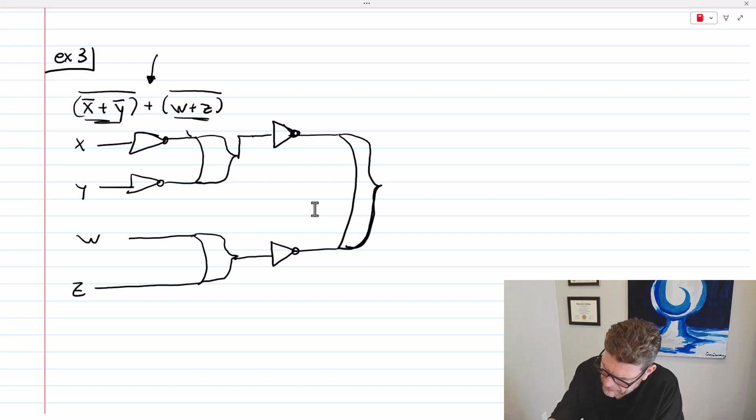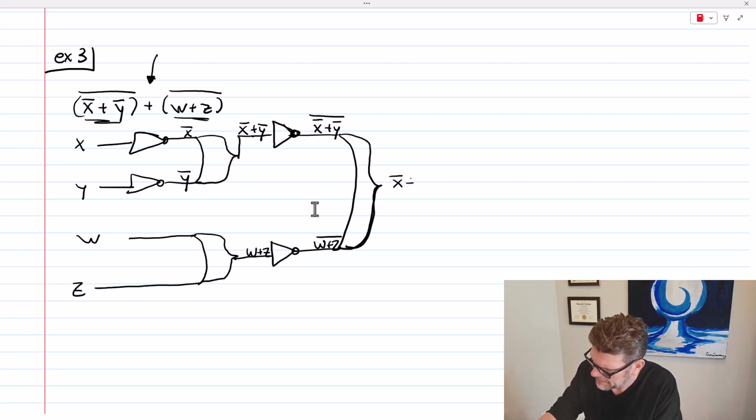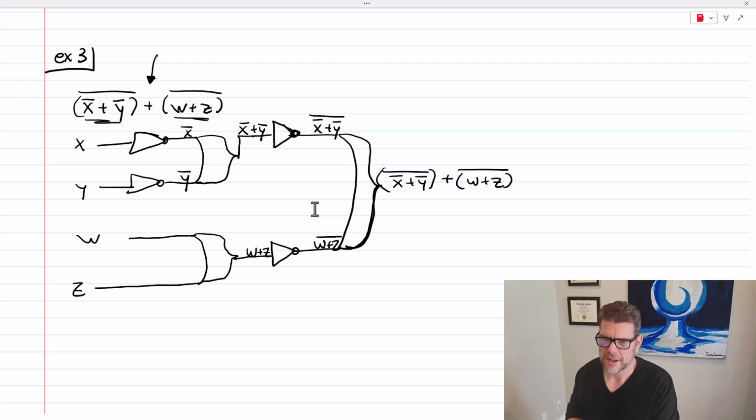So now we'll check our gate. We got x bar, we have y bar, we have the addition x bar plus y bar. Then we'll go in, we'll invert, we'll get x bar plus y bar. And then we'll have w plus z at the bottom here. We'll invert that, we'll get w plus z inverted. And then finally, our last OR gate is going to give me x bar plus y bar plus w plus z bar. And so this is our logic circuit.